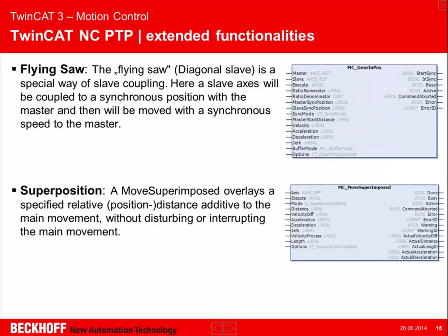Then we have also a kind of coupling which is called flying saw, which is more or less the application behind it, and the real meaning is that it is a gear in position. So we have a position defined, we have a sync mode defined, and with this we can synchronize a slave to a master. Also here we have a master and slave axis as inputs, with execute on the rising edge, and of course the same set of outputs.